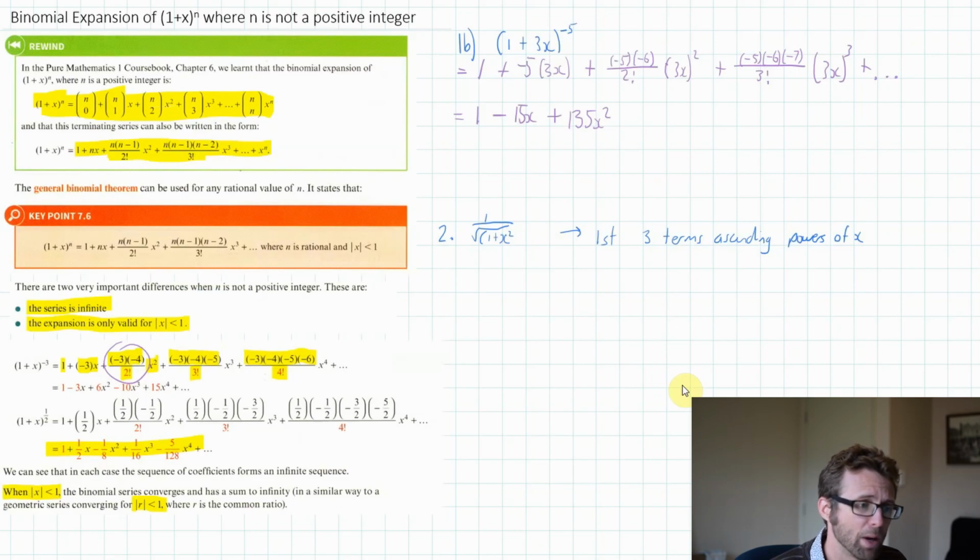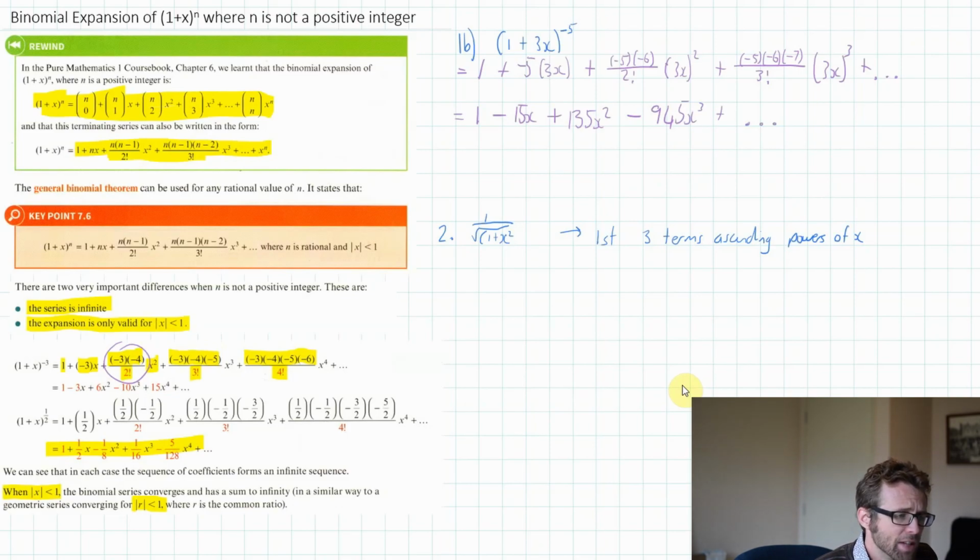Then we're going to multiply it by 27 because 3x cubed is 27x cubed. So I'm going to multiply that by 27, and that will give us minus 945x cubed. Okay, and that should be my expansion up until the x cubed term.